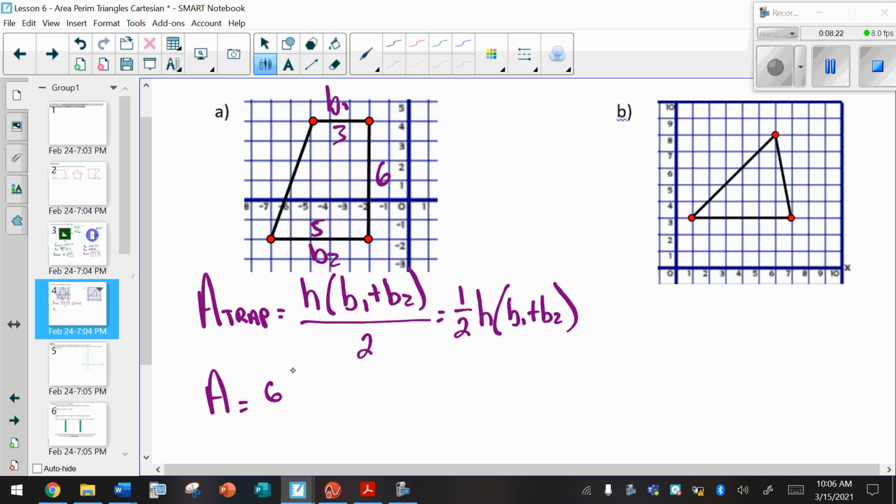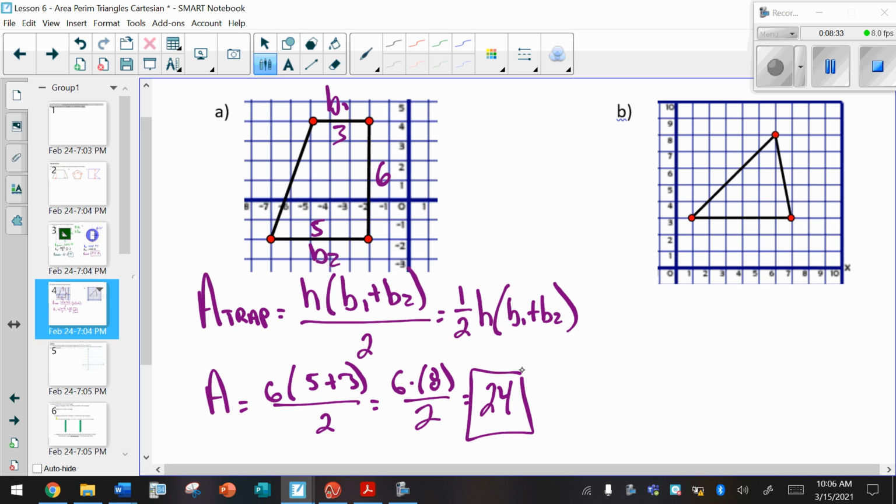So our height is 6. Base 1 and base 2 is 5 and 3 divided by 2. That is 6 times 8 divided by 2. 48 divided by 2 gives us an area of 24 units. So if you recognize the shape, you can just use the formula, and it's so easy.